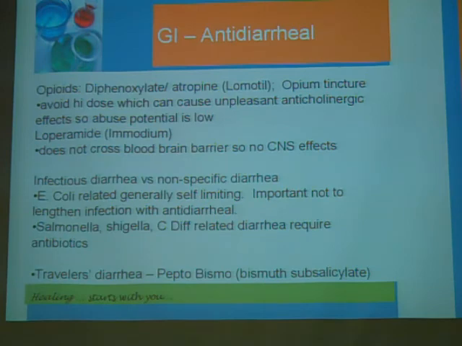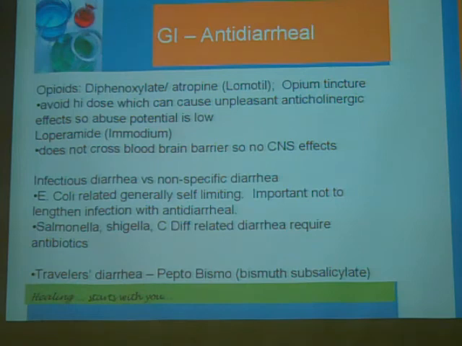Again, if your body is running, there's a good reason. The body is trying to get rid of junk and the toxin. So generally, if it's an infection, food poisoning or others, it would be self-limiting. It's important not to lengthen the diarrhea by giving antidiarrheals, because once you stop the medicine, they will run again because they want to get rid of that junk.